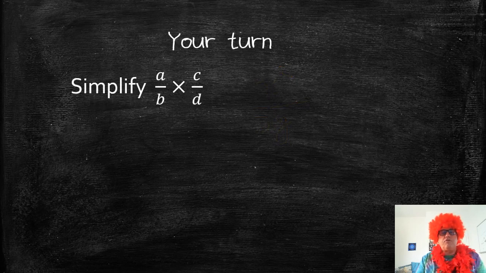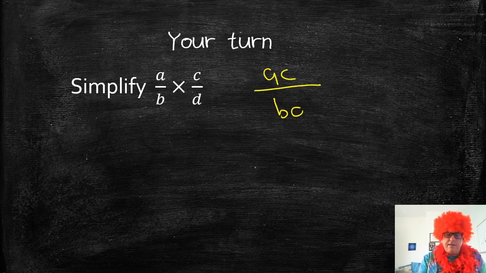You pause the video and try this one. Okay, a times c is ac in the numerator. And b times d is bd in the denominator. And nothing to simplify.